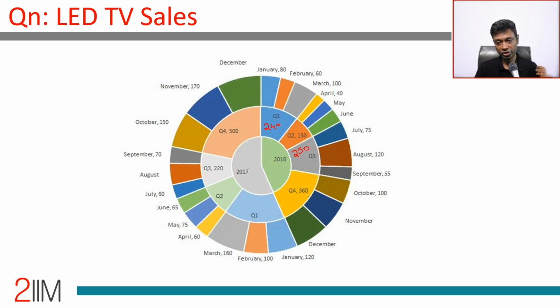Q4 adds up to 360. We don't know November and December. But remember, these three terms are in an AP. These three terms are in an AP. So we'll come back to those two. Q1 2017. This is 2017 data. Q1 2017, 120, 100, 160. 120 plus 160, 280, 380. The total becomes simple enough. Q2 2017, 65 plus 75, 140 plus 60, 200.